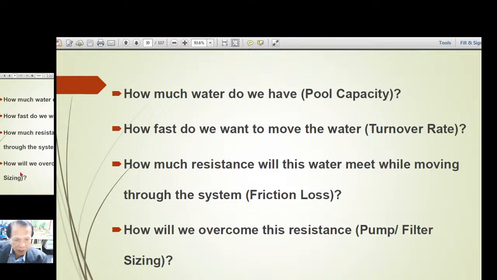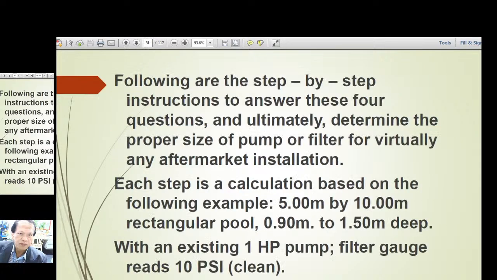No. And last but not the least, how will we overcome this resistance? Pump, filter, and of course the line sizing. Okay, so following are the step-by-step instructions to answer these 4 questions and ultimately determine the proper size of pump and/or filter for virtually any aftermarket installation.